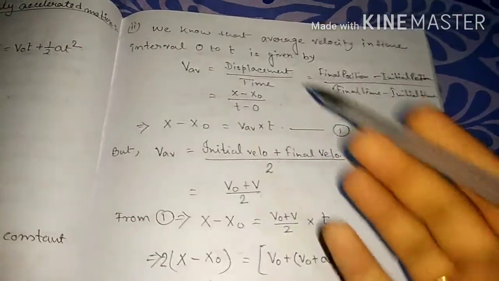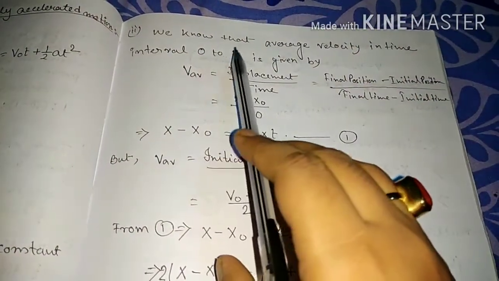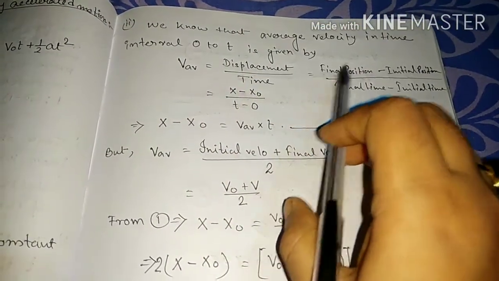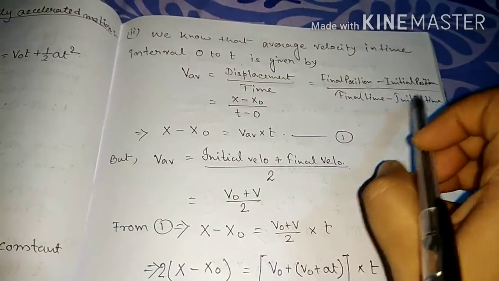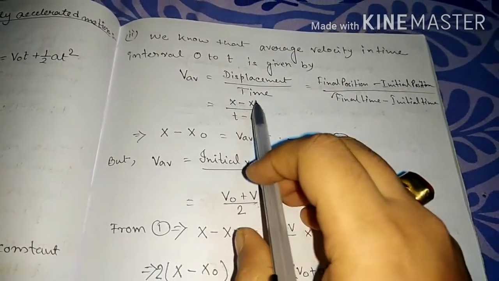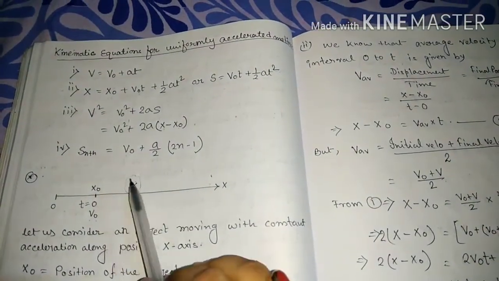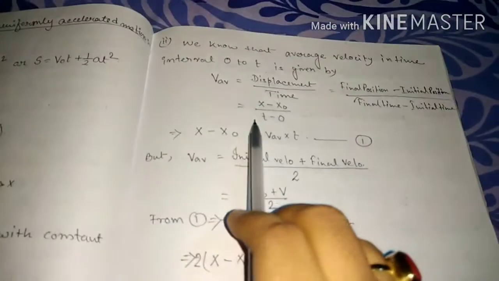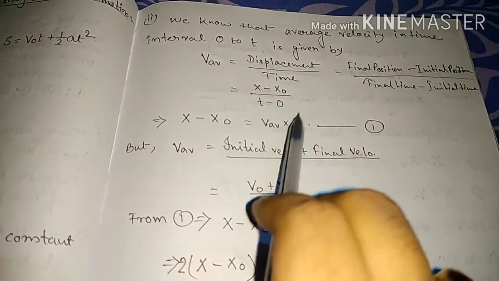So here we consider the average velocity in the time interval 0 to t, that is equal to displacement by time, and displacement means final position minus initial position, by final time minus initial time. So x minus x0: final position is x, initial position is x naught, divided by t minus 0. So from here we get one equation, x minus x0 equals v average into t.